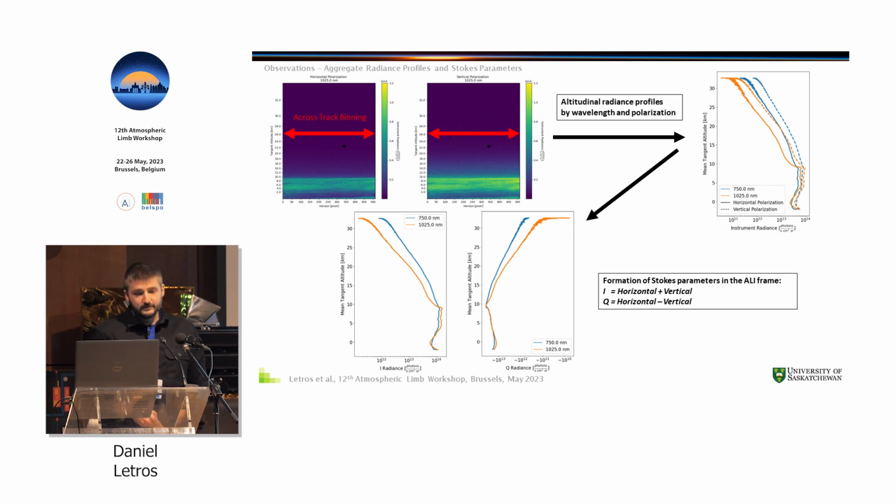Furthermore, because now we have these, we can then take Q and divide it by I to make a degree of linear polarization, essentially, all altitudinally resolved. And then we can use this information, and this is basically how we go about finding the cloud deck.